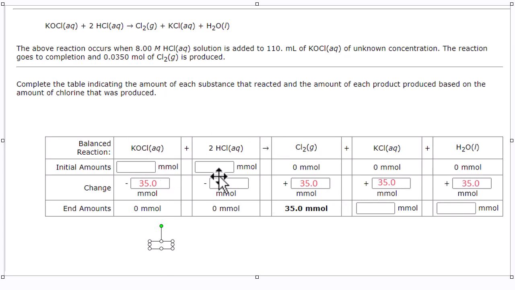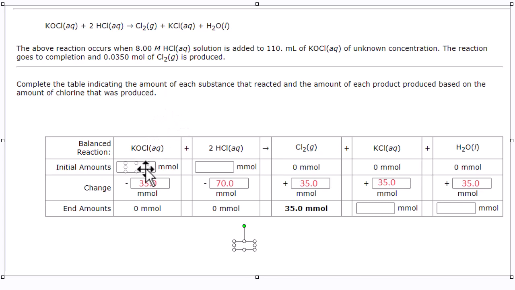This is pretty good. Like I say, work with the coefficients and you're all set. The only difference is you need twice as much acid. You can't make this chlorine gas with 1 HCl. You need 2 of these, so that's going to be easy enough to double. Now you've got the entire change row made, and you can do subtractions and additions.